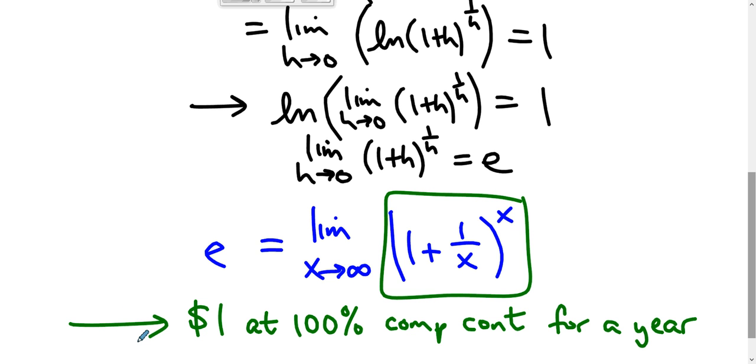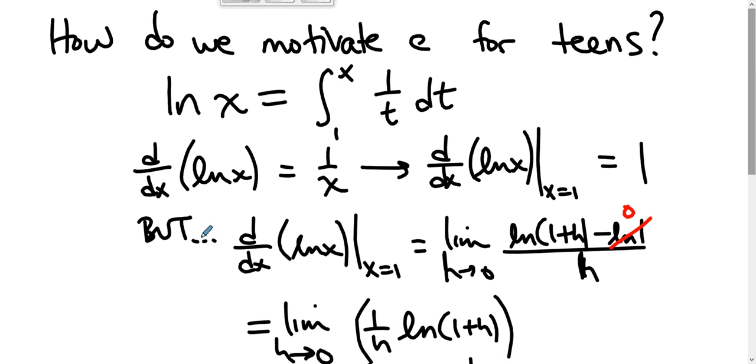So this is the way we generally motivate E for teenagers. We say, take $1, invest it at 100%, compounded continuously for a year, and you do that over and over and over again. And what happens? Oh, it gets really, really close to $2.72. Well, actually, it gets really, really close to $2.718281828459045 over the course of the year. And then we sort of wave our hands and say this E number is very, very important for reasons we will describe. The reasons we will describe are hidden up here, but an Algebra 2 student's never going to get that.